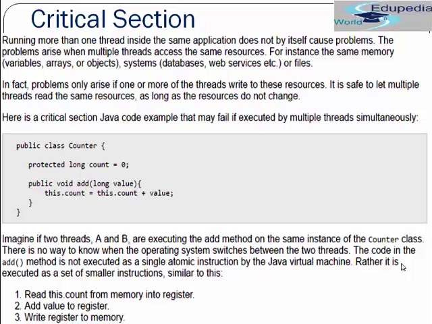which we don't want. Now let's imagine two threads, A and B, are executing the add method on the same instance of the Counter class. There is no way to know when the operating system switches between the two threads. The code in the add method is not executed as a single atomic instruction by the Java Virtual Machine. Rather, it is executed as a set of smaller instructions similar to this. It says read this.count from memory into register, then add value to register, then write register to memory. So these are the three things that it is currently doing.